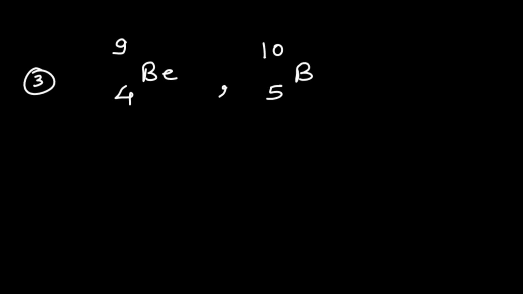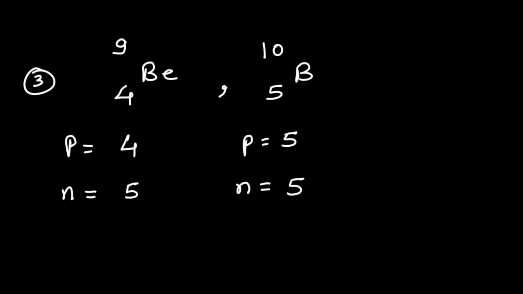One more example, 4Be9 and 5B10. As we can see, the number of neutrons is the same in these cases. That is why they are isotones.